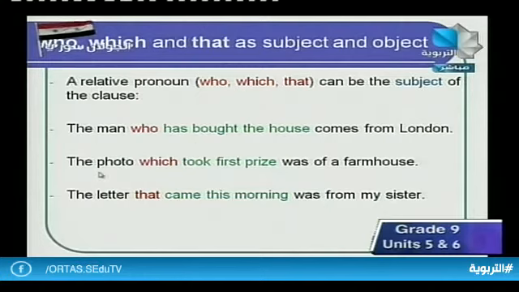The photo which took first prize was of a farmhouse. Again, it is a subject. The letter that came, here we use that, came this morning was from my sister. It is also a subject. So here we use all these three relative pronouns as a subject. Good.